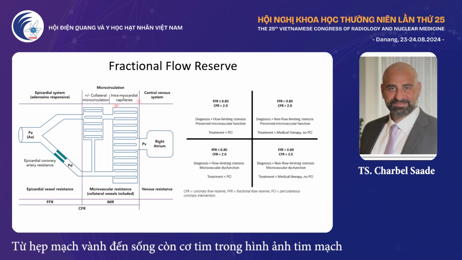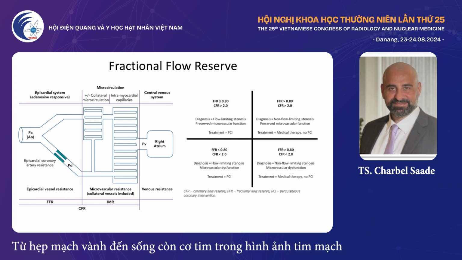Now, if I have an FFR of less than 0.8 and a CFR of less than 2, this patient does need a PCI treatment. If there's no flow limiting stenosis and there's preserved microvascular function, medical therapy, no PCI required. If, however, your CFR is greater than 2 and your FFR is still less than 0.8, you have flow limiting stenosis, microvascular dysfunction, you must have a PCI. And if your FFR is greater than 0.8 but your CFR is less than 2, then of course you would need to have medical therapy and no PCI.